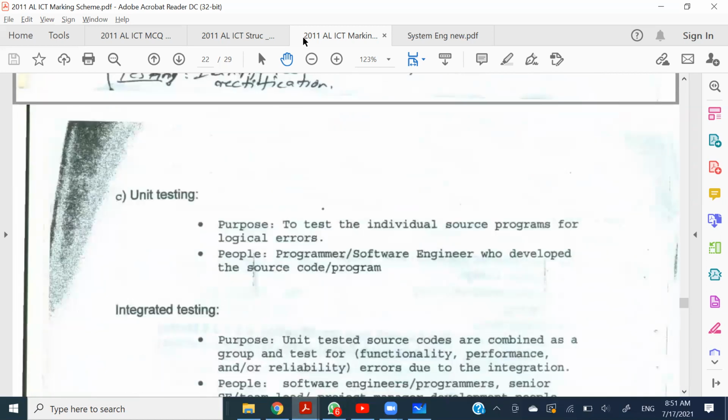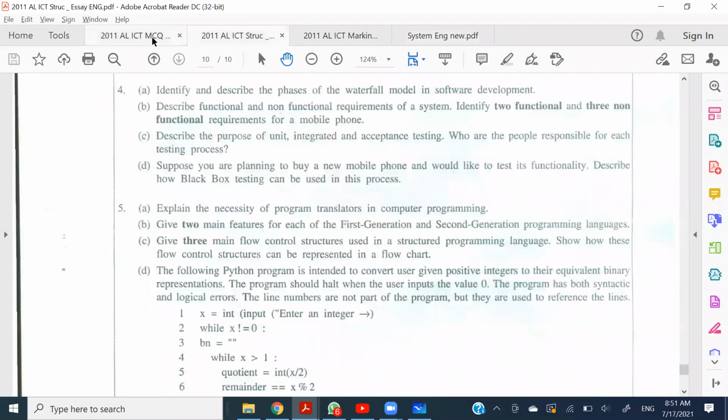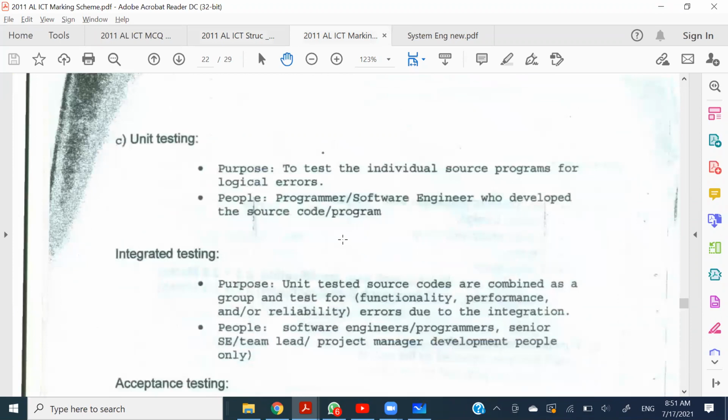Right? So the next question is talking about describe the purpose of unit, integrated, and acceptance testing. Who are the people responsible for each testing process, right? So you have to describe the testing and you have to say who are responsible for that, right? So in that matter, they are talking about unit testing first. So the purpose is to test the individual source programs for logical errors. So something regarding that, you have to clarify.